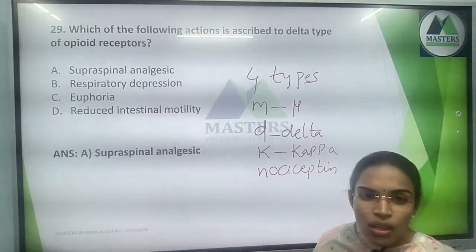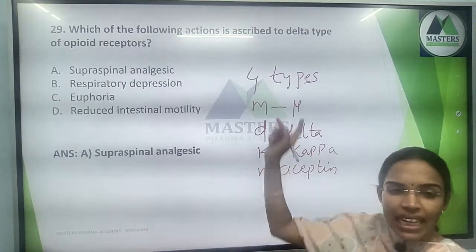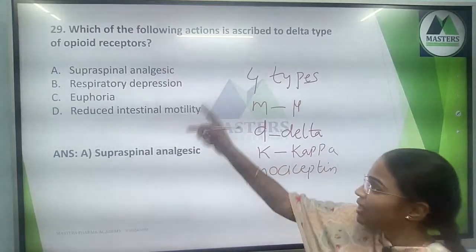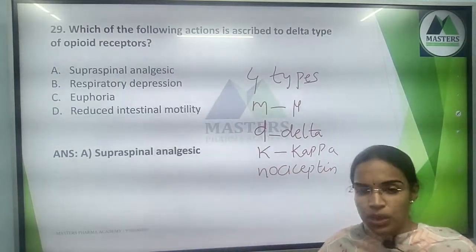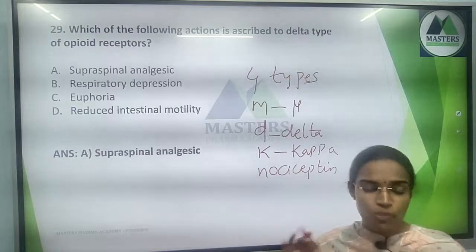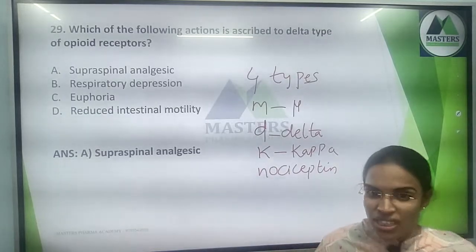Of these, delta receptor, which kind of action does it exhibit? It exhibits spinal and supraspinal analgesia type of action.